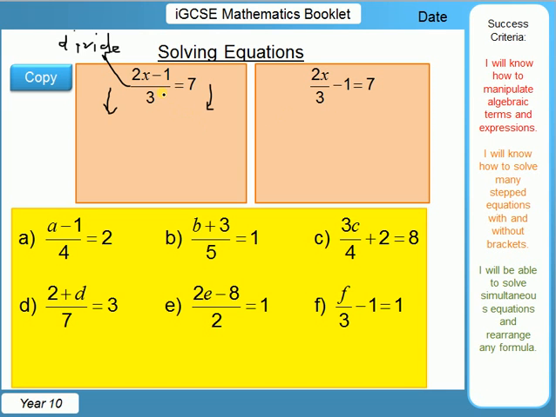So here we have divided by 3. Well, what's the opposite of dividing by 3? That's multiplying by 3 on both sides. This has the effect of cancelling the denominator, the bottom of the fraction. So we're left with 2x minus 1 equals 21. And suddenly, out of nowhere, we have a normal equation we've just seen in the last slides. So we approach it in the same way. So what's the opposite of minus 1? Plus 1.